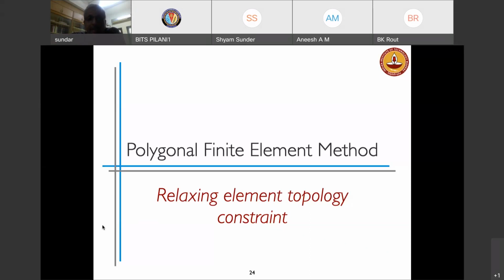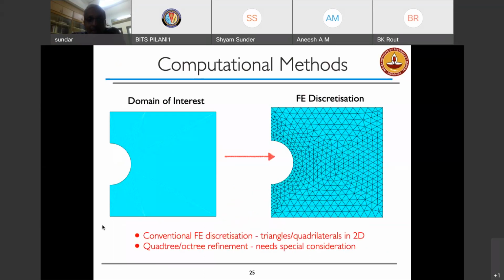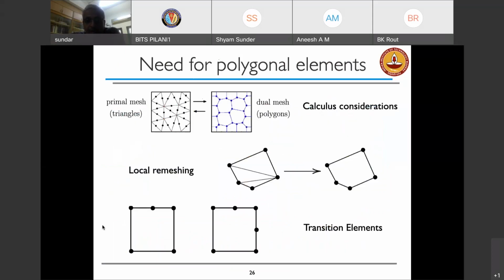So you will see that in the next couple of slides. This is to give you an idea. You have a domain of interest. Conventionally, we divide that into triangles. Of course, we can also use quadrilaterals, but typically we just use triangles. But what we want to know is, is this the only constraint, or can I use some other element? The answer is yes, we could use polygonal elements, and the reason could be from the calculus, or from the local meshing, or from the use of transition elements.